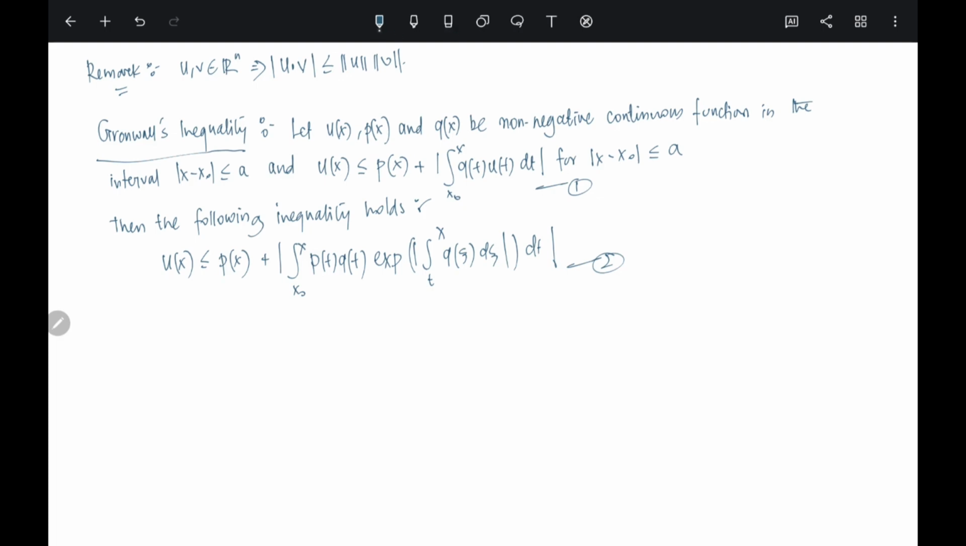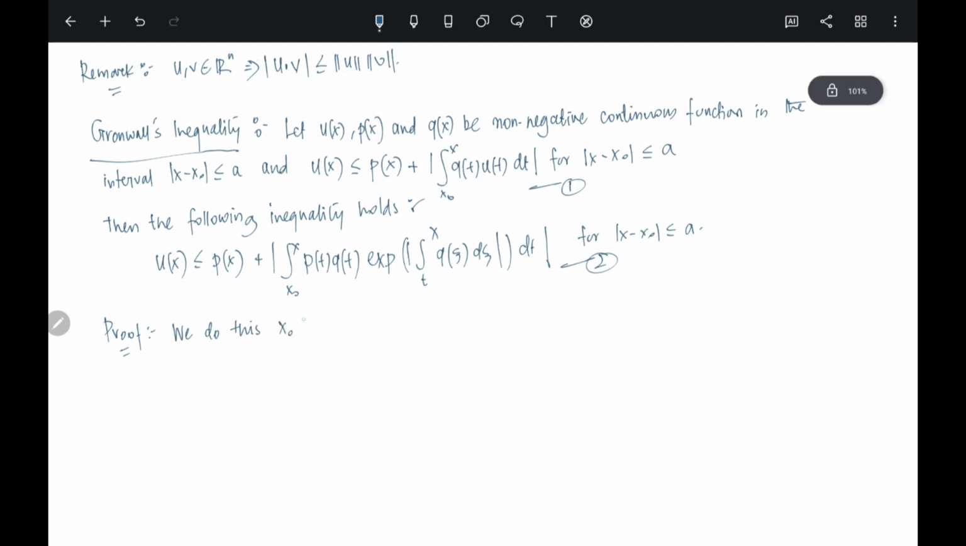Okay, and this is one of the most fundamental results which we have to learn for this course. Of course this is for |x minus x naught| less than or equal to a, so this holds for all x in this interval. Okay, so let's look at the proof of this. We do this for this interval; you can do it for the other one also, exactly the same thing, it doesn't really matter. So we'll do it for x between x naught and x naught plus a.